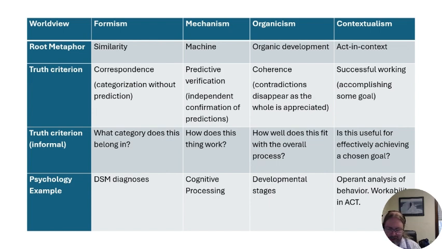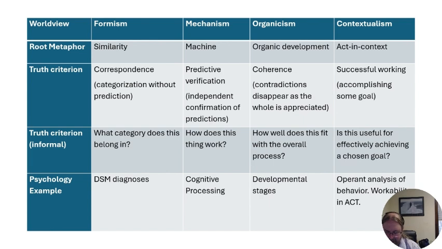In formism, the root metaphor is just similarity. Things are sort of, this is similar to that, right? This triangle is similar to that triangle, so we have the form of a triangle. And the truth criterion is correspondence, how well we can put things in categories. There's no real prediction in there. It's just, this is a triangle, that's a square. If we get it right, we get it right. So informally, we might say, we're asking the question, what category does this thing belong to? Or what category does this situation belong to, this event?